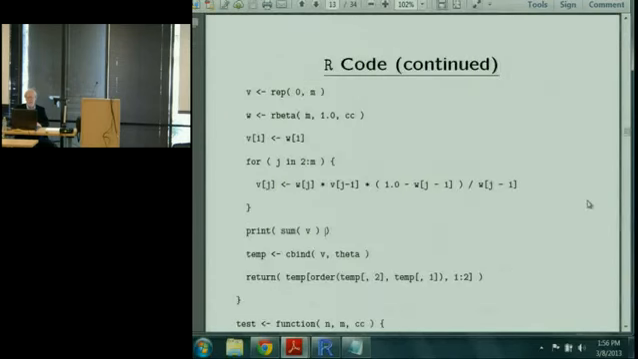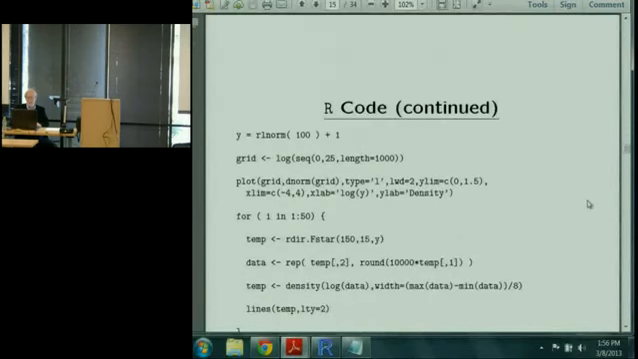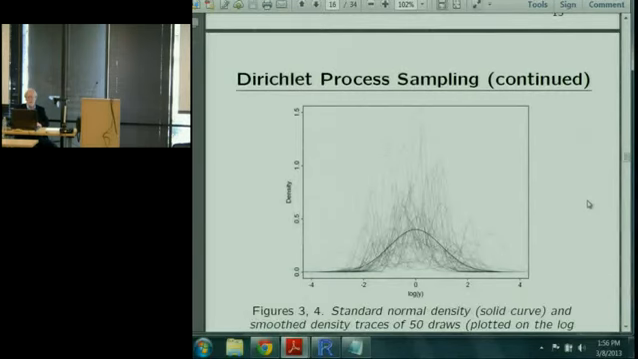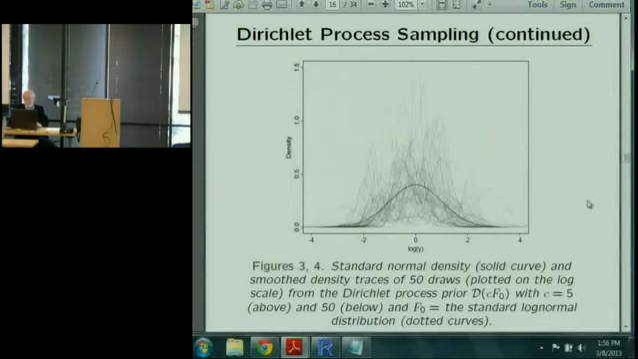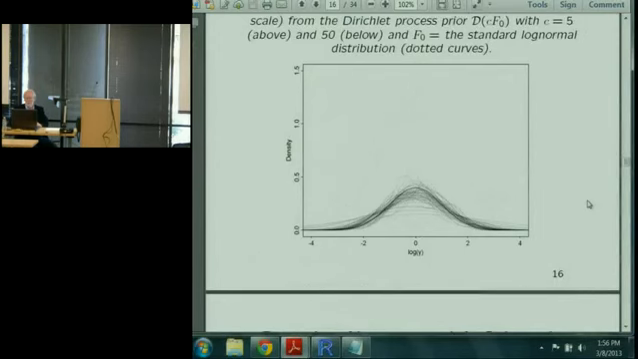So now I showed you the code. Here's the code. And then I showed these pictures. And so you can see this is static versions of the pictures I just showed you. With C equals 5, quite a lot of dancing around. With C equals 50, not much dancing at all.